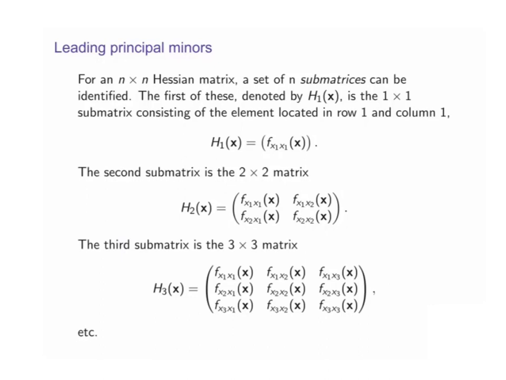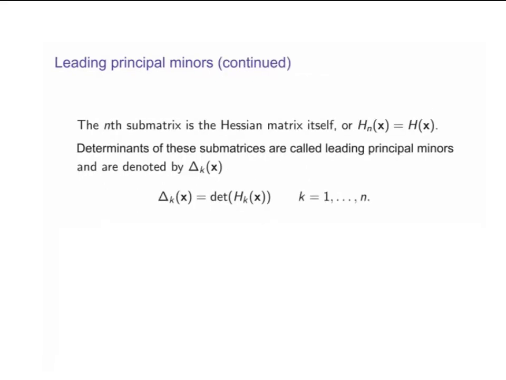We denote by H1 of vector X the smallest 1 by 1 square submatrix, extracting only the element from row 1, column 1 of H of X. We denote by H2 of X the 2 by 2 submatrix, extracting the elements located in the first two rows and first two columns from the Hessian matrix H of X. In this way, we can form H3 of X and so on, until Hn of X, which is a submatrix of H of X and which is also H of X itself.